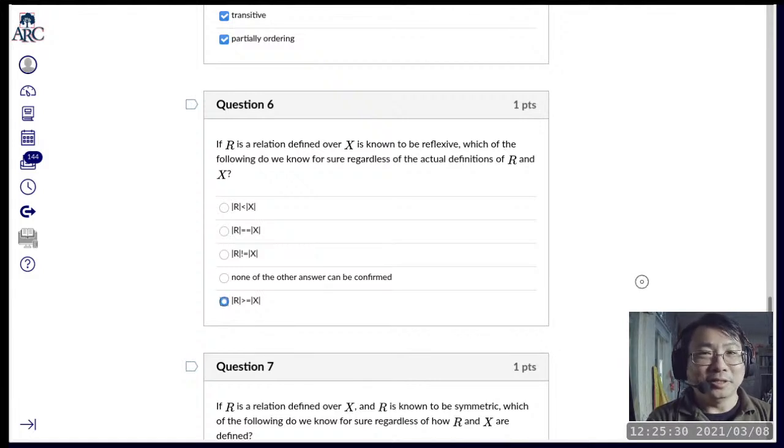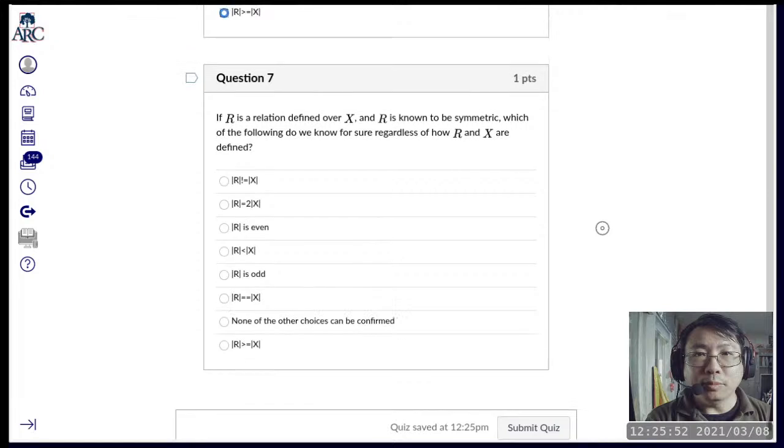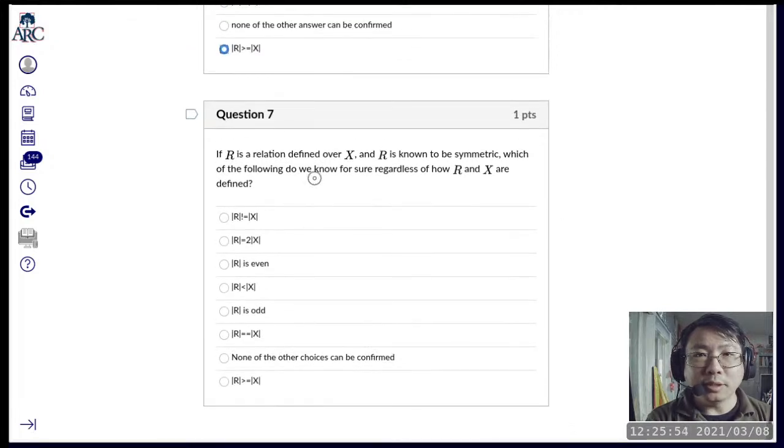We just know the cardinality of R is greater than or equal to the cardinality of X because we know every element relates to itself, but we don't know what else is in R. Because the question says R can be anything. The only thing we know is it is reflexive. So that's the answer of question number 6. And now we move on to question number 7. If R is a relation defined over X and R is known to be symmetric, which of the following do we know for sure, regardless of how R and X are defined?